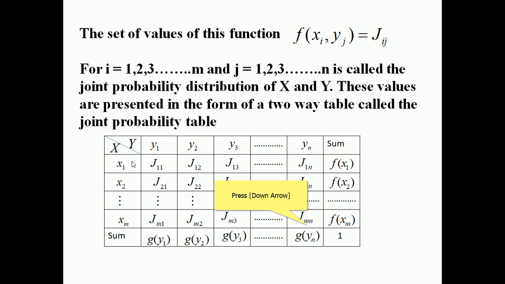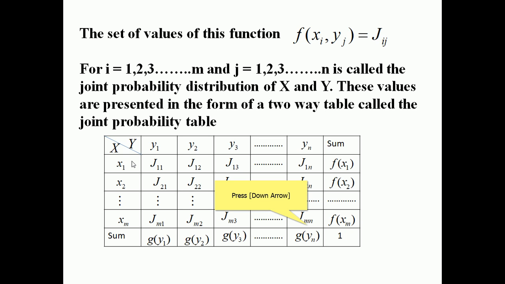These f of x1, f of x2, up to f of xm, which are the sums of the first row, second row, third row, up to the mth row values, are known as the marginal distributions of the variable x. g of y1, g of y2, up to g of yn, which are the sums of the first column, second column, third column, up to the nth column values, are known as the marginal distributions of the variable y.